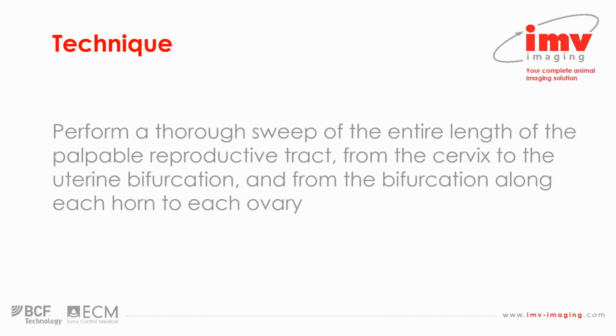And what we're looking to do is to perform a thorough sweep of the entire length of the tract, from the cervix to the bifurcation, and from bifurcation along each horn to each ovary. As I say, the order in which you do that doesn't really matter. The key is to make sure that you have been thorough in the way you've done it, and that you can be sure when you finish that you have seen the entirety of the reproductive tract, or if you physically cannot, that you make some note that you haven't seen the whole thing.